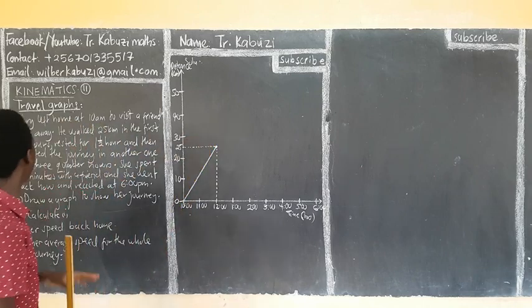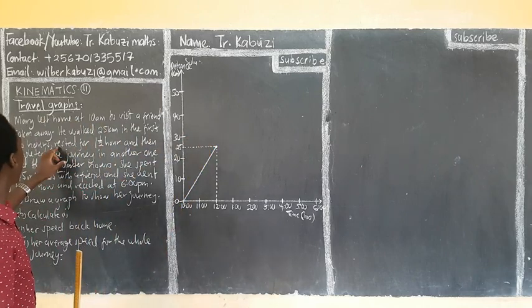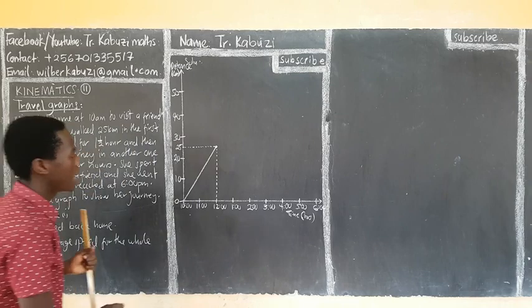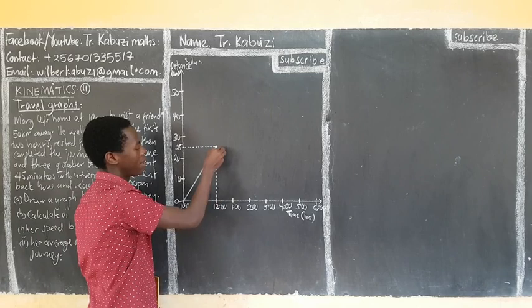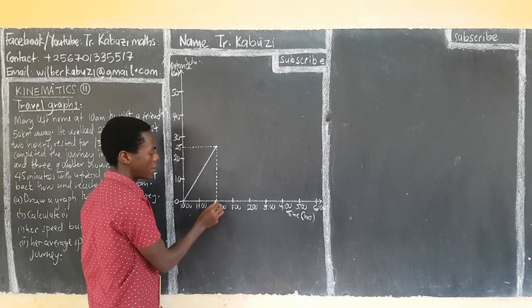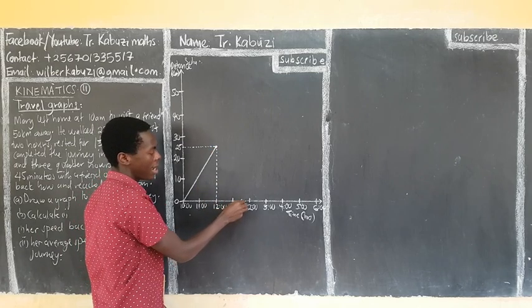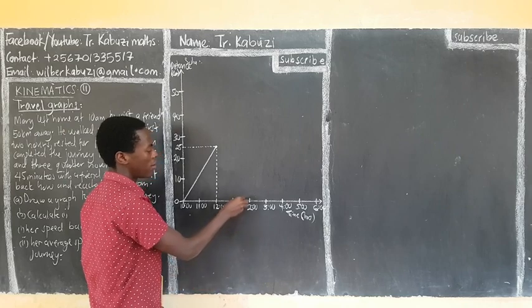Then she continued. She rested for 1.5 hours. So this is 1 hour now. She's resting after reaching 25 kilometers. She's resting for 1.5 hours. So this is 1 hour. Then half is going to be there. So here she's not moving.